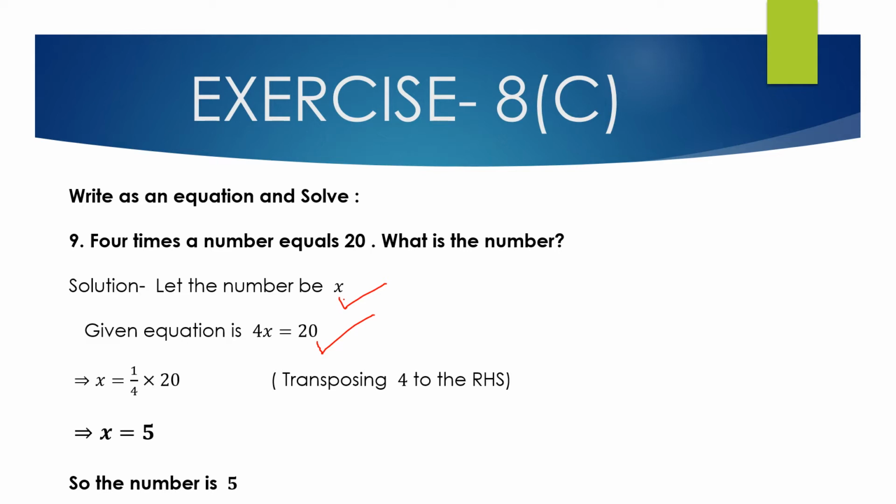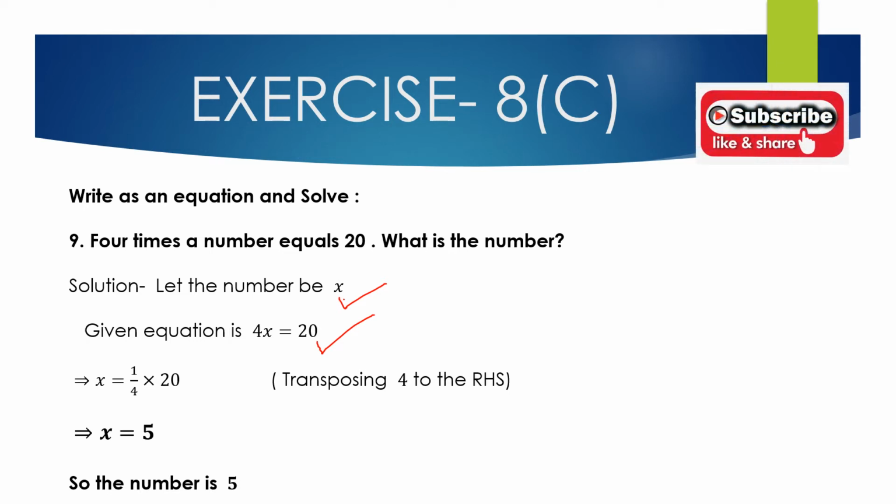Now 4 is multiplied with x, so when transposed to the right hand side, the multiplication symbol changes to division symbol. So x will be 20 divided by 4, which is 5, because 4 multiplied with 5 is 20. Now we get x equal to 5. So the value for the variable x is 5, and the number is 5.